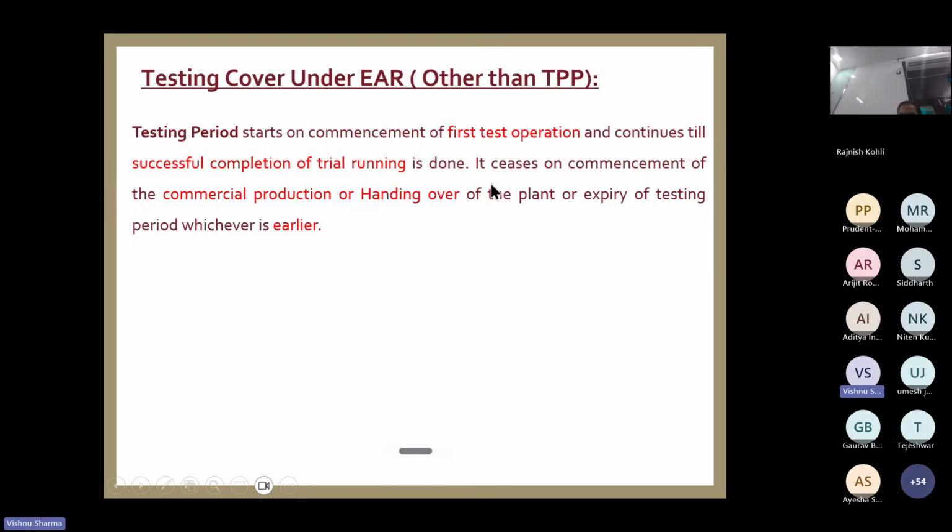And when does it cease? On commencement of commercial production or handing over of the plant, or after expiry of the testing period, whichever is earlier. That means the moment you hand over the plant, it is the end of the testing period, or the testing period expiry has come. It was given for 2 months, so the 2 months period is exhausted even before the handing over of the project. That is known as the end of the testing period, whichever comes earlier. This word earlier is very important.